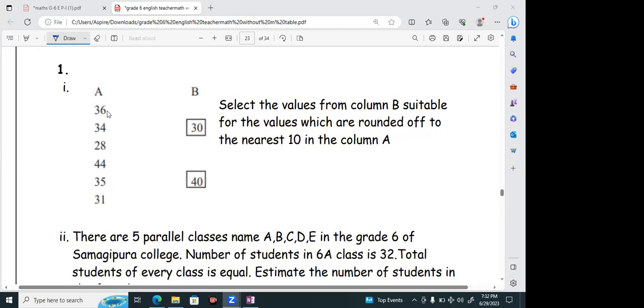36 is close to 30 or 40? 40. It is 40. Then you can just match them.